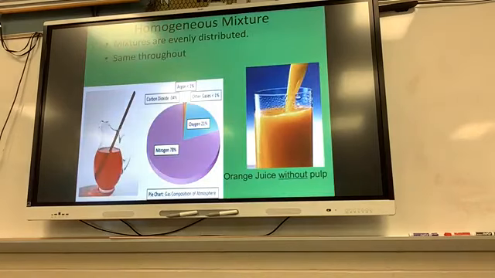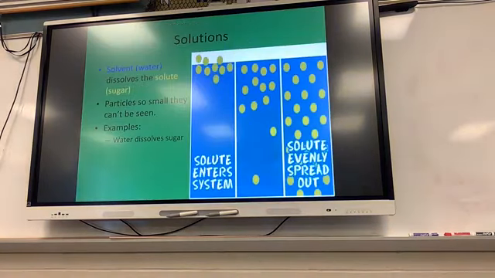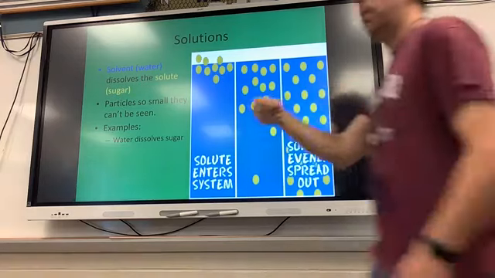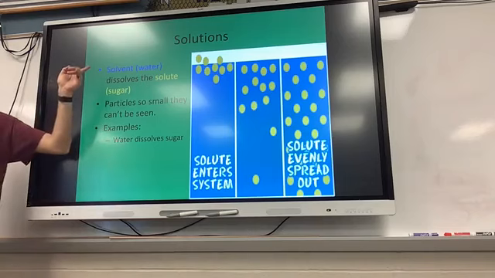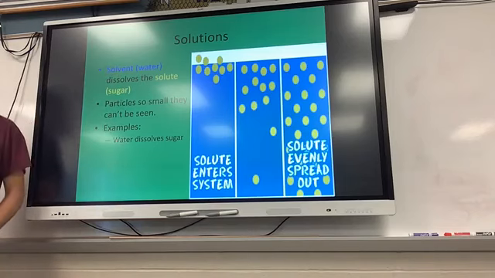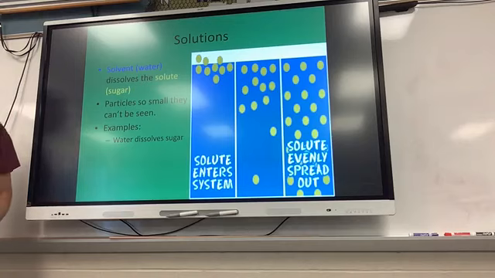All right. Over on the homogeneous side, we have one of these mixtures that is evenly distributed. And this is a solution. So one of these three, the blue, green, or yellow, is a solution. A solution has two parts. It has a solvent, and it has a solute. The solvent, a lot of the times, is water. Water is called the universal solvent because water dissolves most things. These are particles so small you literally can't see them. It's going to look pretty much clear.